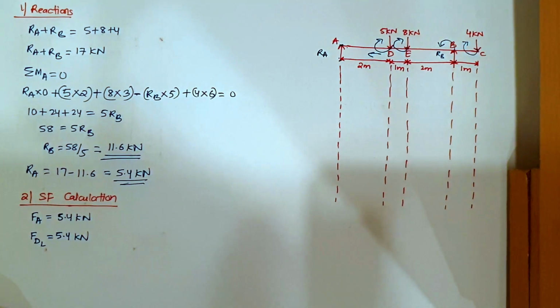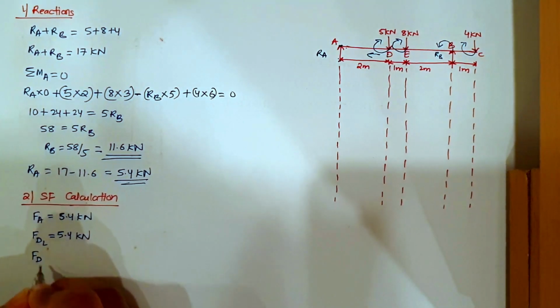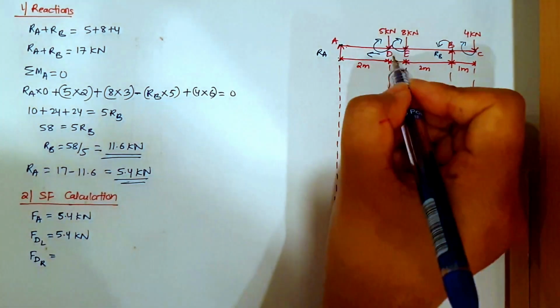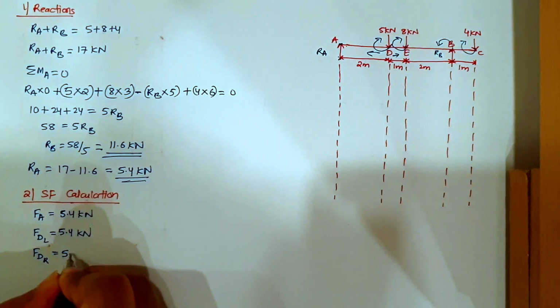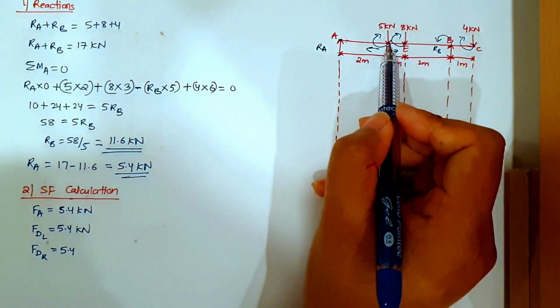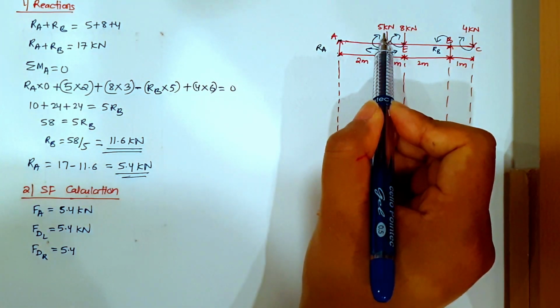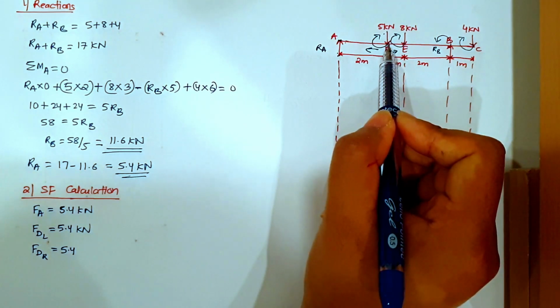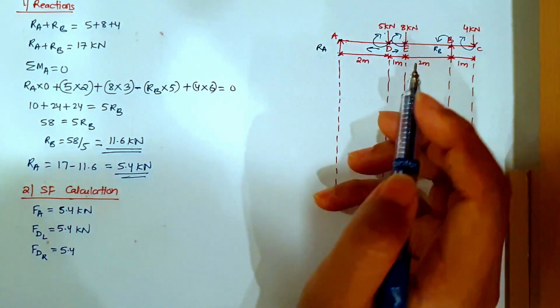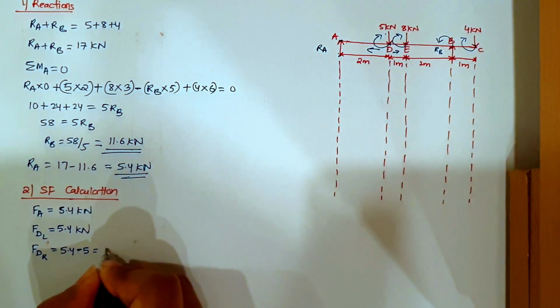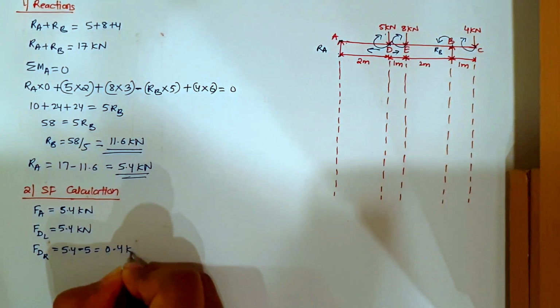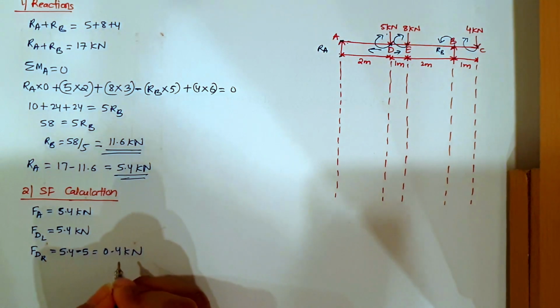Next, force at D, right hand side of D. Now we go to the right hand side. So the last force that we got is 5.4. Now there is exactly a 5 kilonewton load acting on top of D, which we will consider in the right hand side direction. So 5.4 minus 5 will give you exactly 0.4 kilonewton.